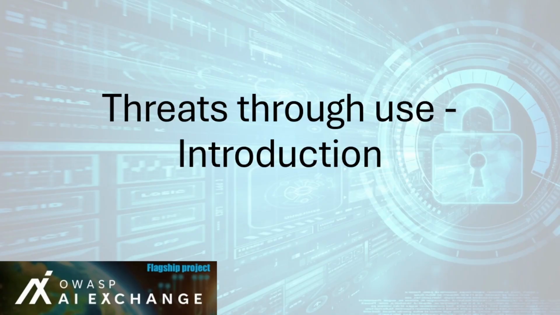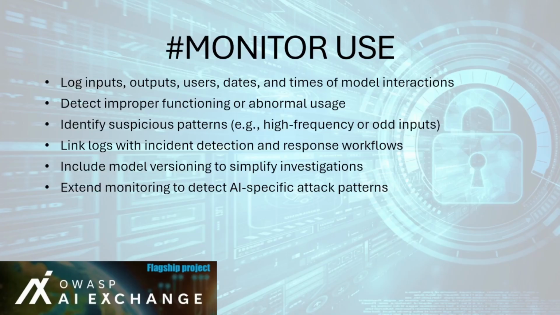This next section covers the threats through use controls that are always used. Let's begin with the first control, monitor use. The #monitor use control focuses on continuously observing how AI models are being used, both to ensure operational reliability and to detect potential misuse or attacks. Monitoring should record who interacts with the model, when, and with what input and output, forming a detailed log trail for auditing and incident response.